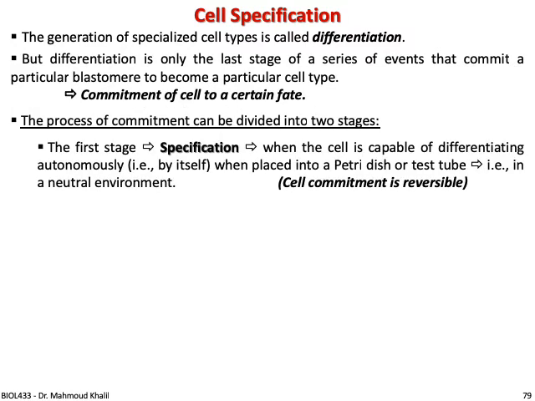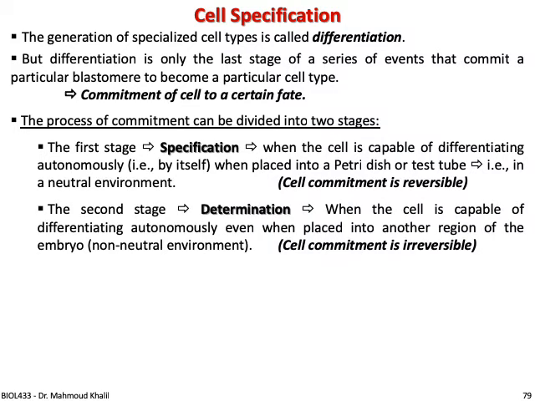For the commitment of fate of cells, the process of commitment can be differentiated into two stages. The first stage is specification, in which the cell is capable of differentiating autonomously by itself when placed into a petri dish or a test tube, that's to say, in a neutral environment. And this type of cell commitment is reversible. While the second stage is determination, when the cell is capable of differentiating still autonomously, even when placed in another region of the embryo, that means a non-neutral environment, and in this case cell commitment is irreversible.